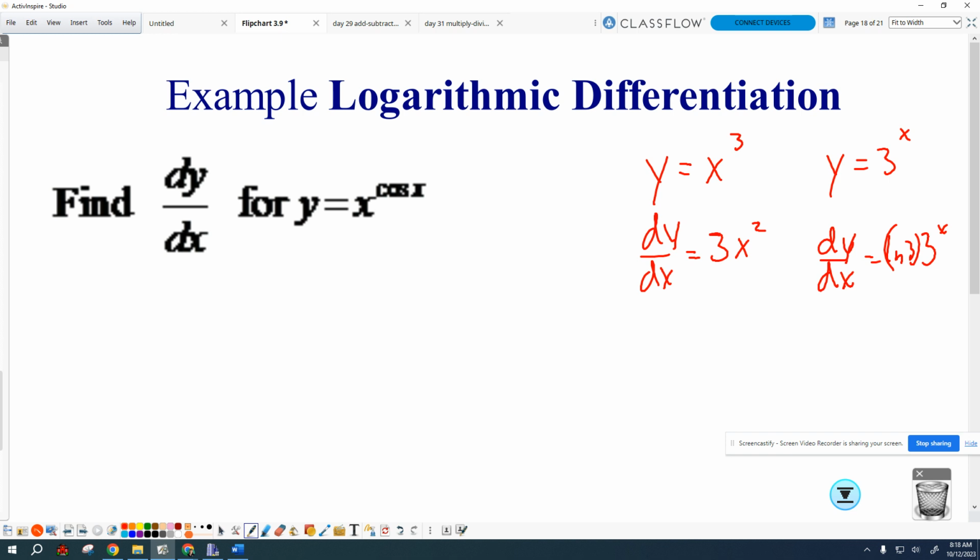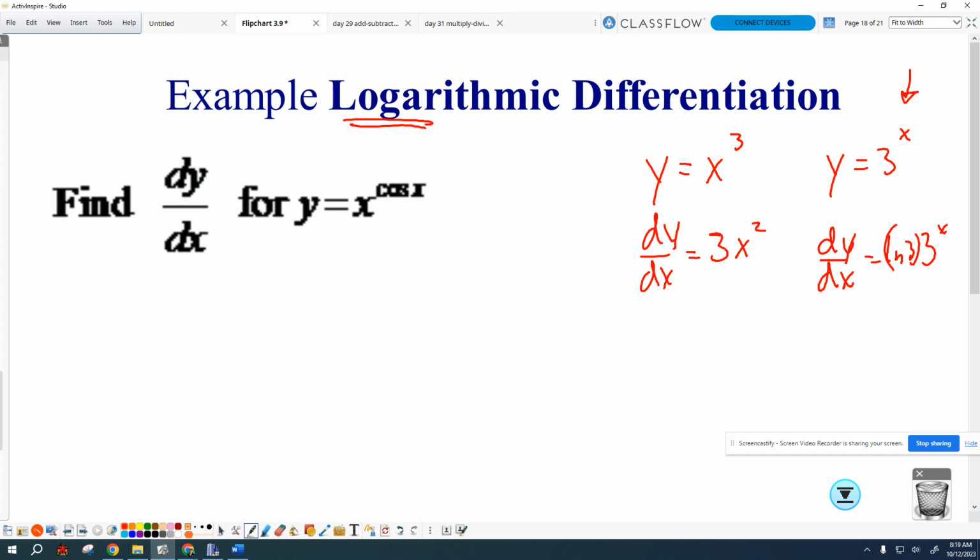Can I power rule? No, because cosine x is the variable. So does that mean we do this pattern? No, the base is moving also. This is the hint. What do you think the first step is that we're going to have to do in the problem?